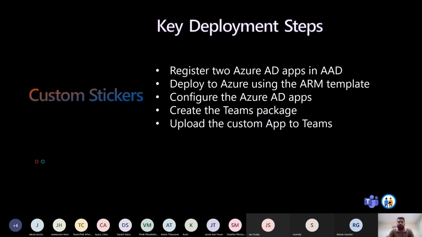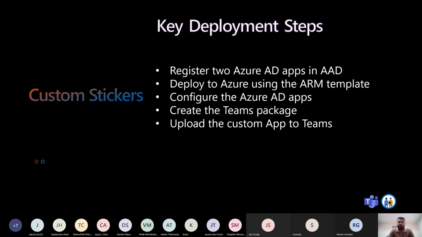Okay, let's look at the key steps involved in the deployment of the app template. This app template's deployment is probably one of the simplest of all the app templates that are present there. Right? So the key steps are: first, you register two Azure Active Directory apps, one for the messaging extension and the other for the configuration web app.